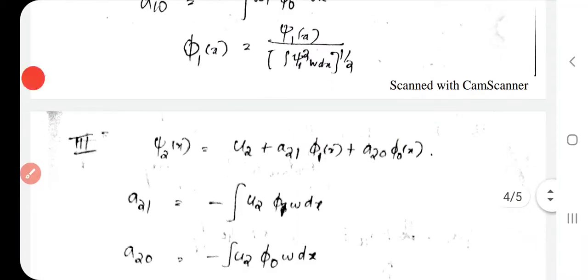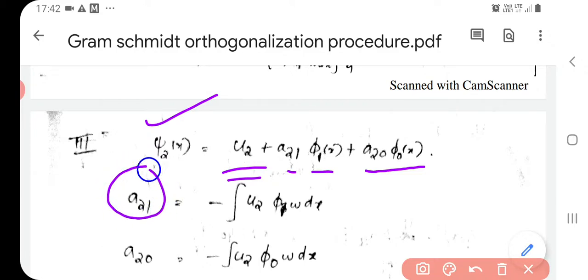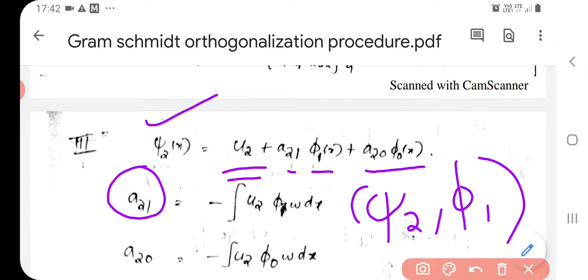Now the third step, we pick u2 and we form psi 2 of x like this: u2 plus a21 phi 1 of x plus a20 phi 0 of x. And as we did in the last step, we find a21 by taking this condition, that psi 2 has to be orthogonal to what? Phi 1. This is the condition. Psi 2 is orthogonal to phi 1 and we find a21.